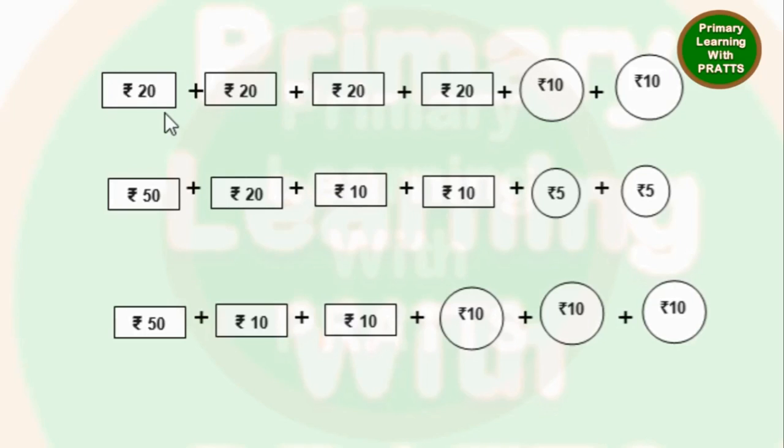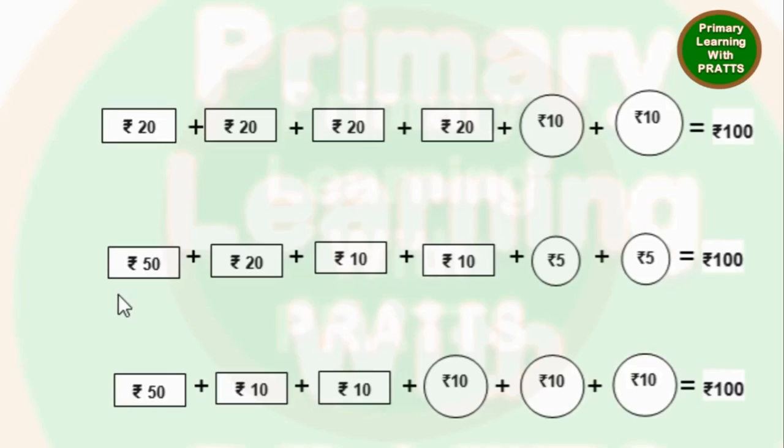We are using different denominations. So 20 plus rupees 20 plus rupees 20 plus rupees 20. So 20, 40, 60, 80. Remember your 2 times table. 2 into 4 is 8 and add a 0. So 20, 40, 60, 80 plus 10, 90 plus 10, 100. So we have our total of rupees 100.